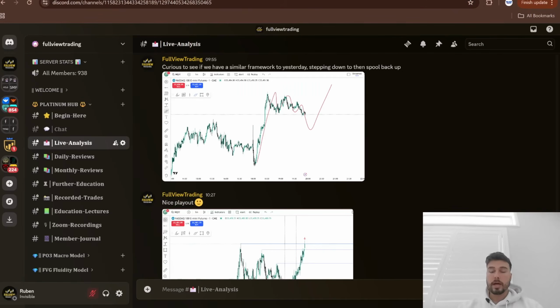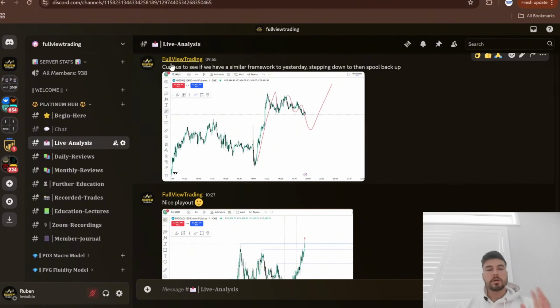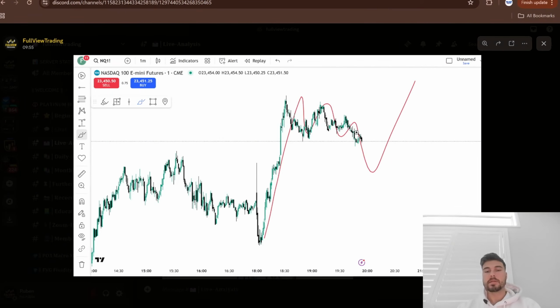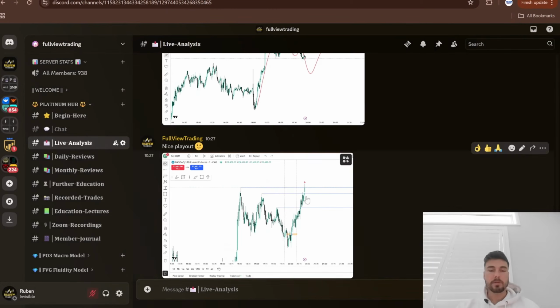Now, this framework was called out live to my premium members for the Asian session. You can see here I mentioned that I'm curious to see if we have a similar framework to yesterday, stepping down for them price to spool higher. Exactly what happened, exactly what I took, and taking these trades inside of the macro.